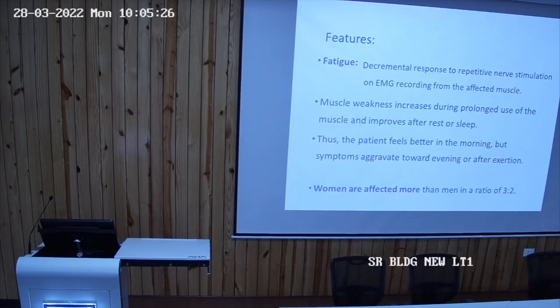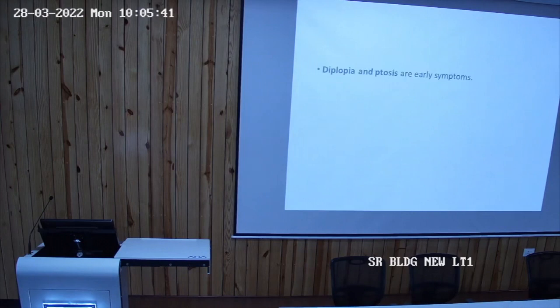But in Lambert-Eaton it is the reverse. As the muscle works, its efficiency keeps increasing. In myasthenia gravis, females are affected more, in the ratio of 3:2. And what will happen if we involve the extraocular muscles? There will be diplopia and ptosis.